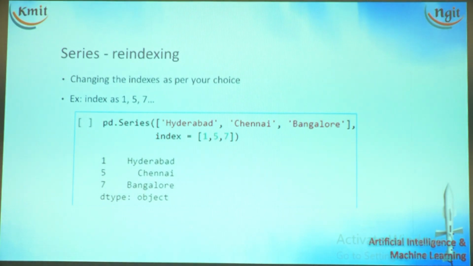So what is the dtype by default? Object, because we are making use of strings over there. So you all did that? Can I move on to the next one? How many of you are still doing it? Okay. Next.